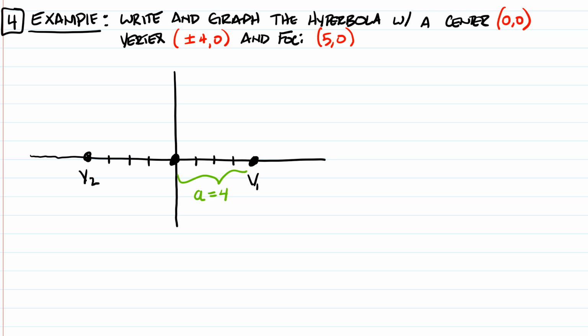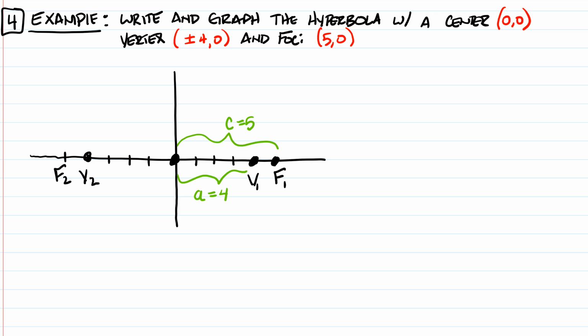Okay, focal point is at 5. So if I go back to my black one and go over here, this is 5 units. So that's focal point number 1. Over here, focal point number 2. And I know the distance from center to focal point is going to be a value of c. So c is 5 units, okay?